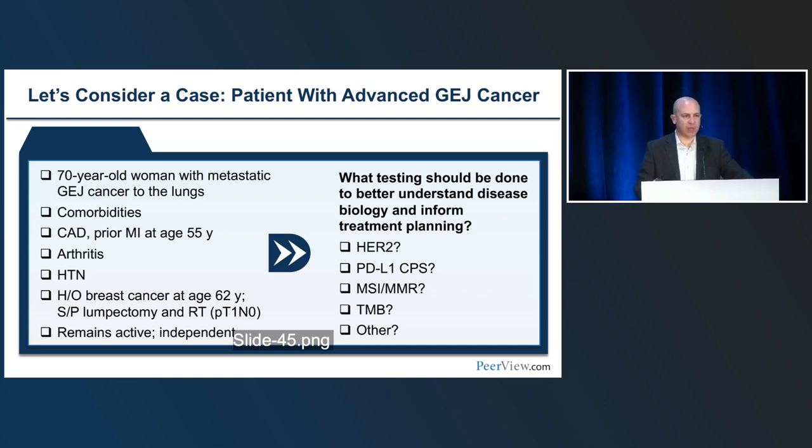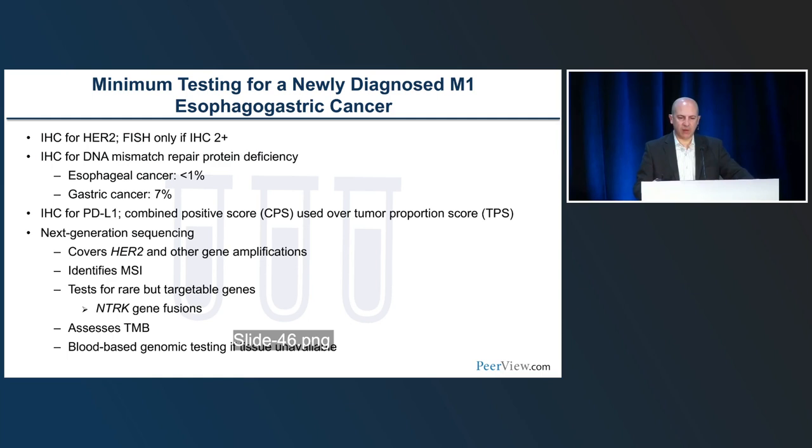What testing, baseline testing, ought to be done at baseline, at diagnosis of metastatic disease, to understand the biology and inform the treatment planning for the oncologist. I look at it as we have a minimum of 3 things that we now ask all of our patients with gastroesophageal cancer to have when they walk in the door with advanced disease.